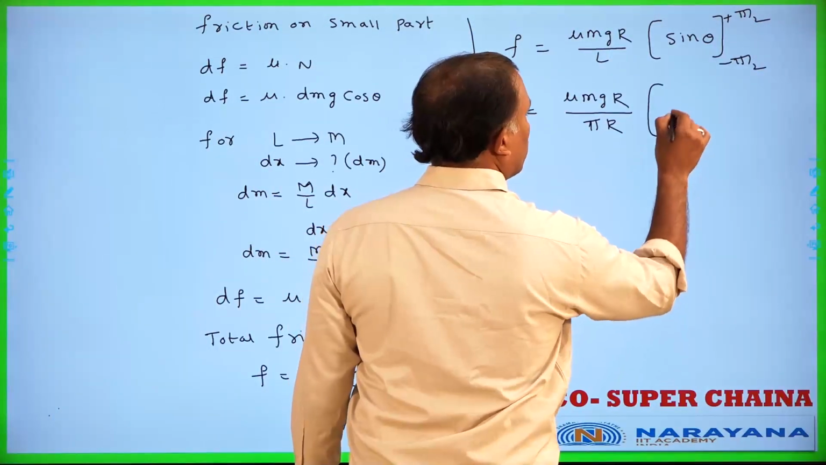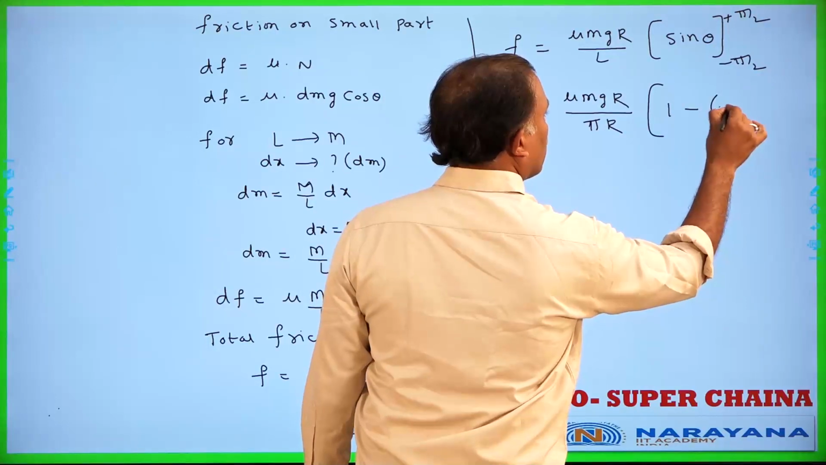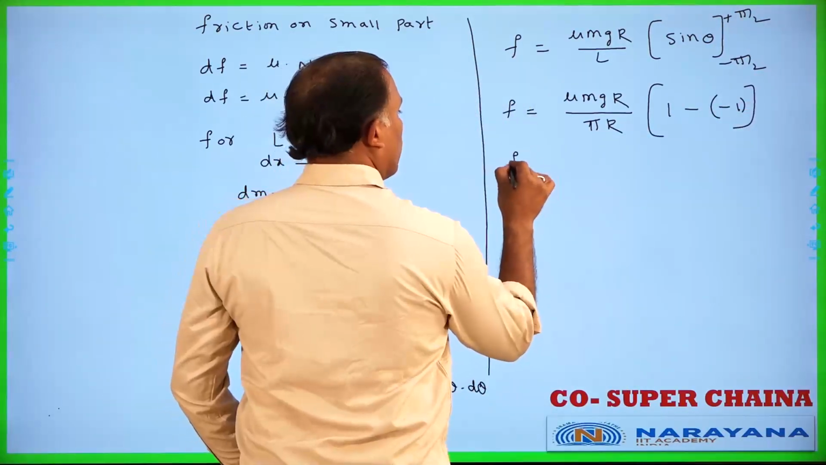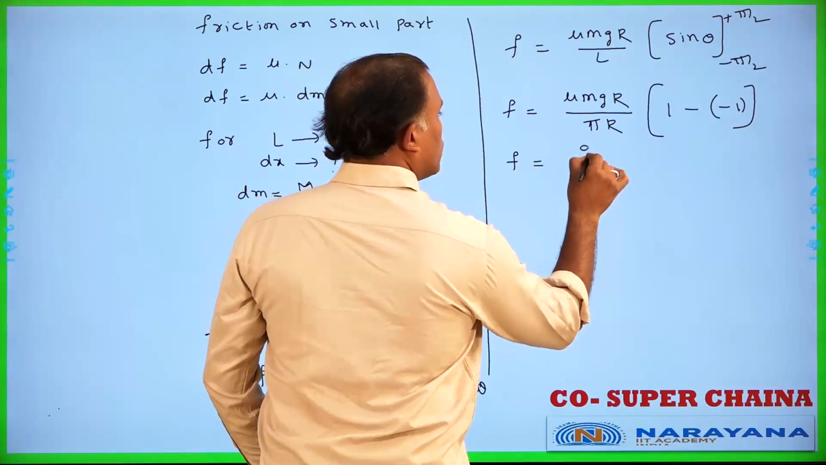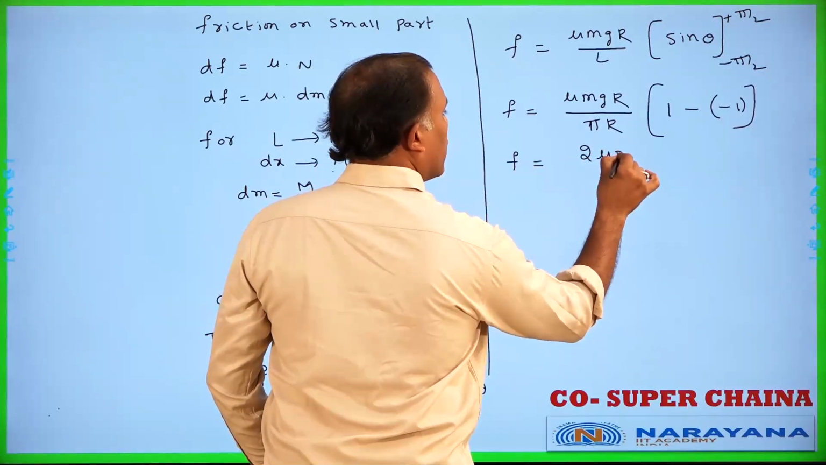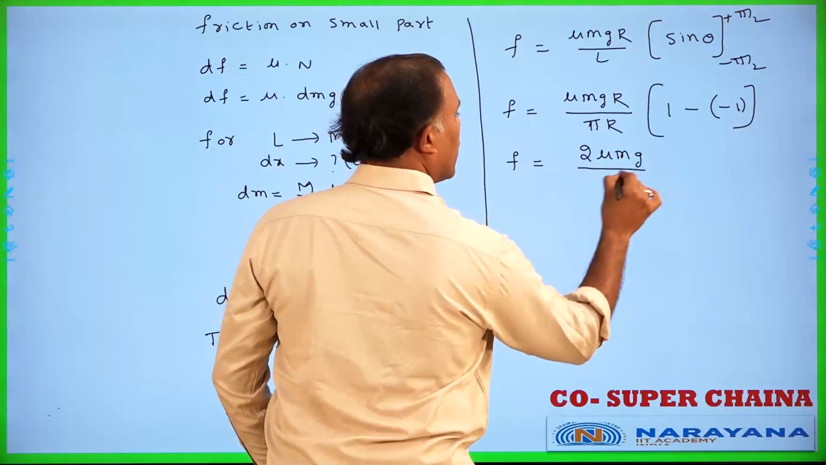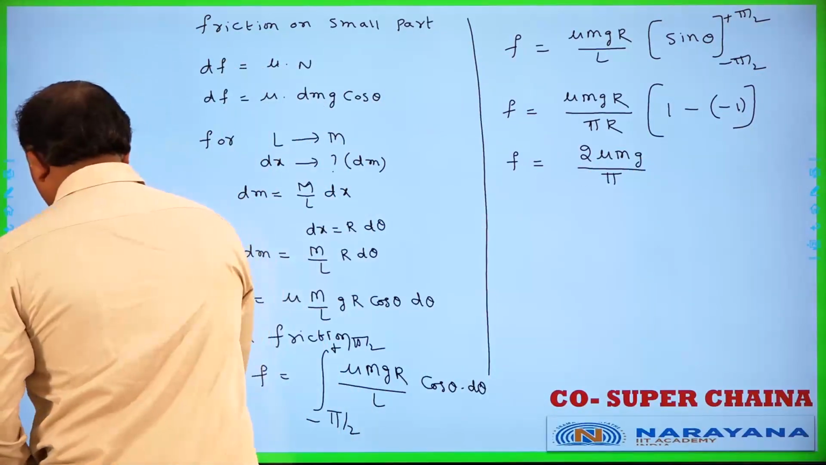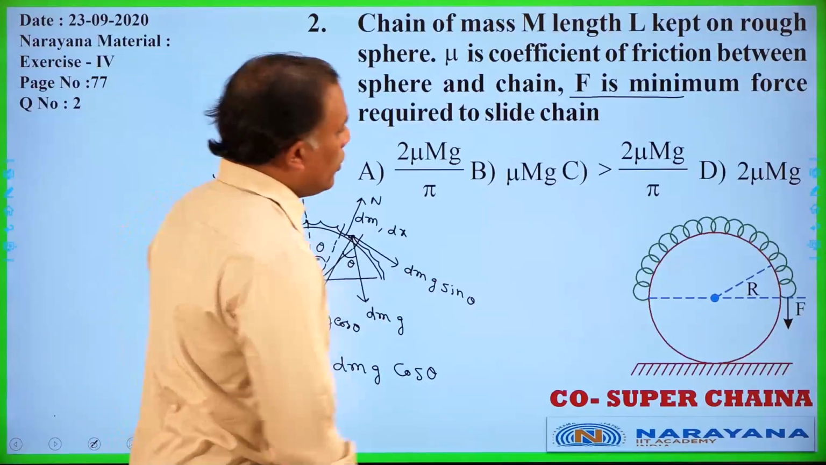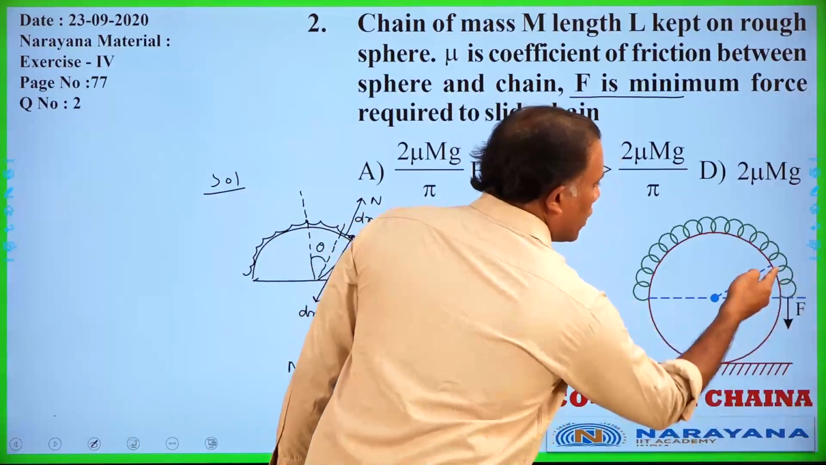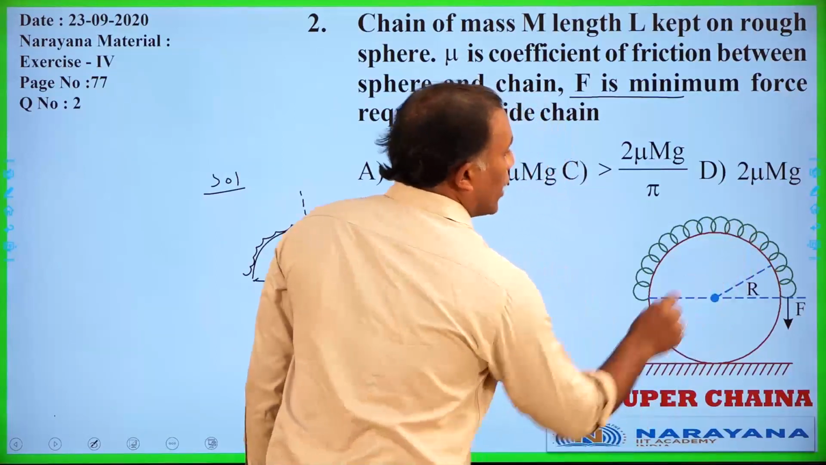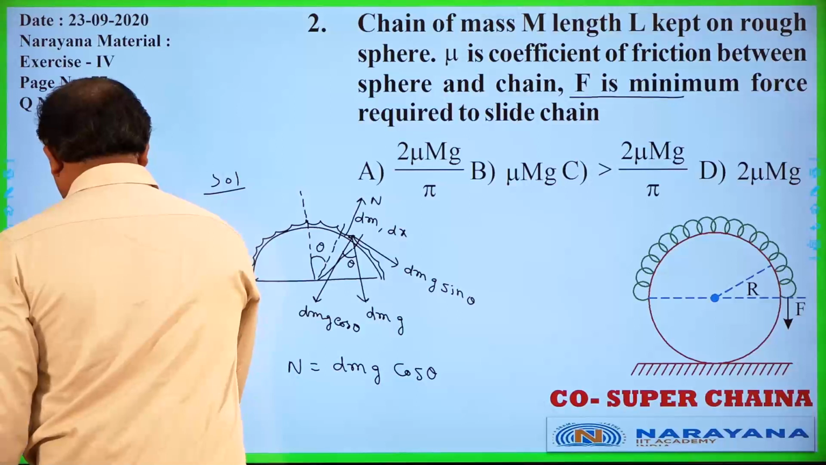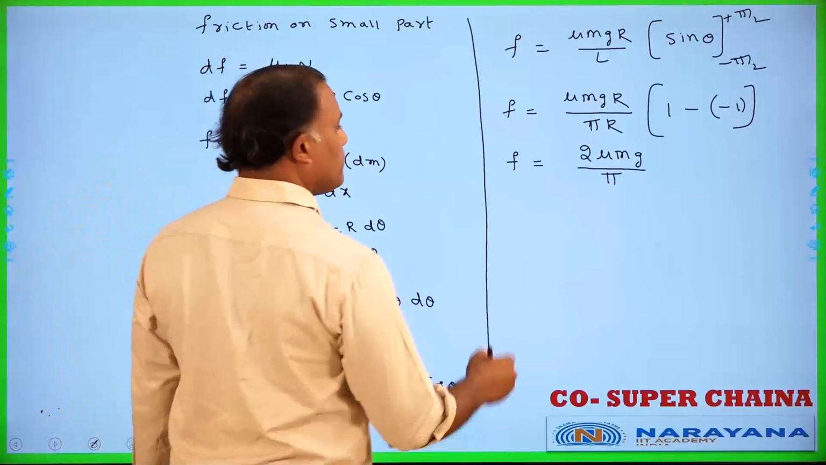Then sin(pi/2) is 1, minus sin(-pi/2) which is minus 1. So F will be equal to 2 mu mg by pi. This is the friction. And now what is the force required to move the block? When you are pulling this one, we need to overcome the friction and we need to maintain some tension in that string as well.